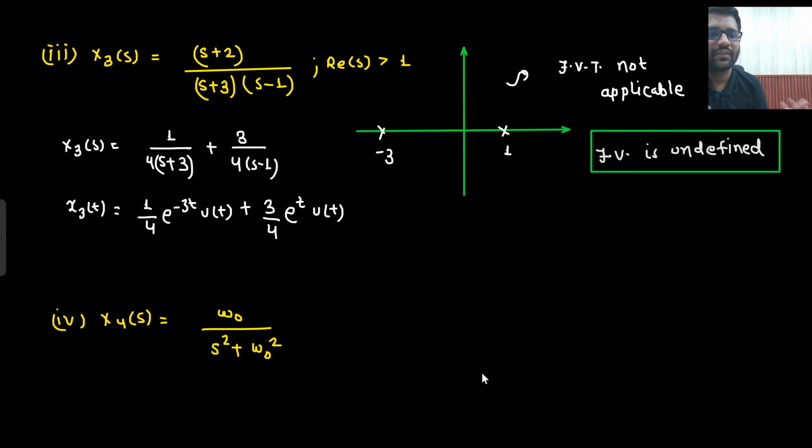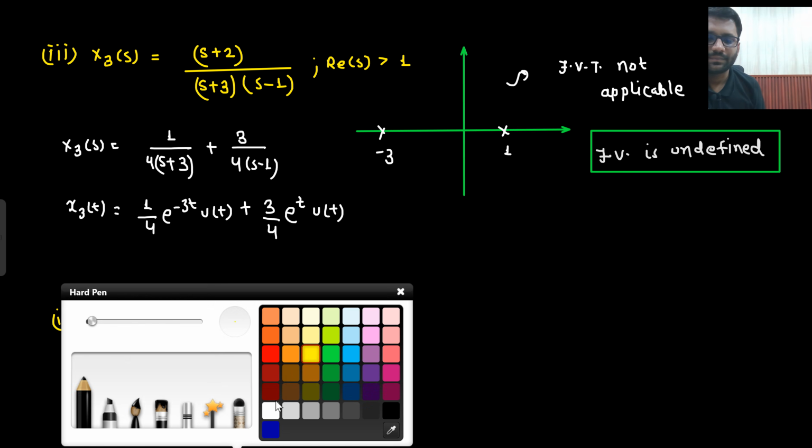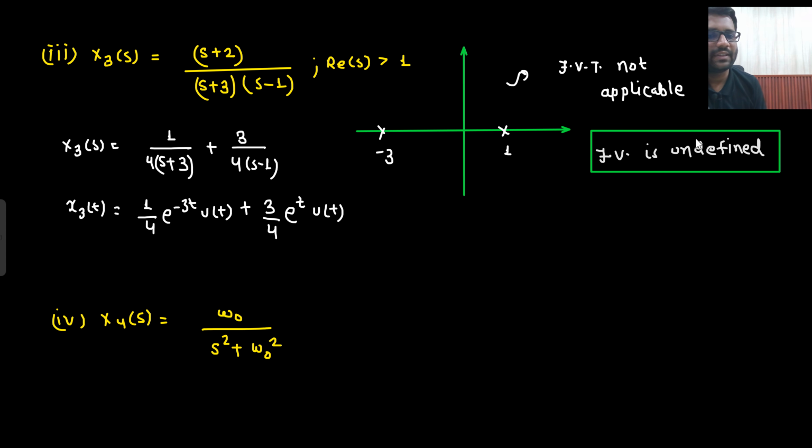Someone will have a doubt that, sir, why you are not writing u of minus t? ROC will be mentioned. Okay. And if it is not mentioned and they are asking final value, that means you have to consider everything causal. The bottom line is, if nothing is mentioned, consider it causal only. Because in control systems and network analysis, everywhere causal signals will be used.